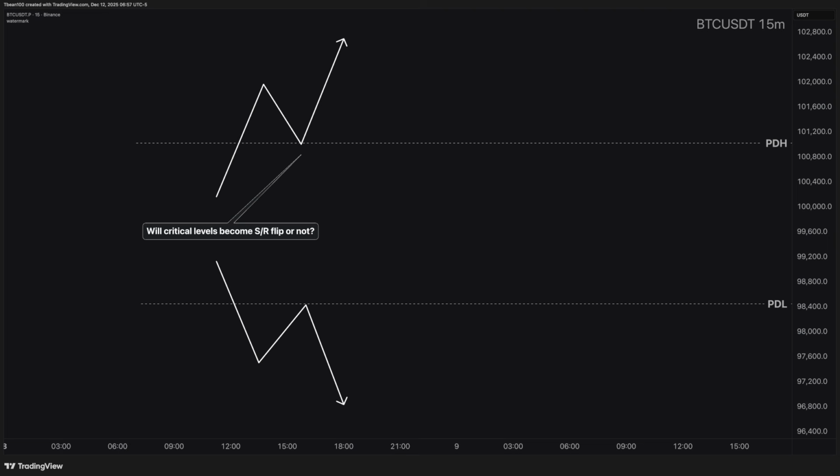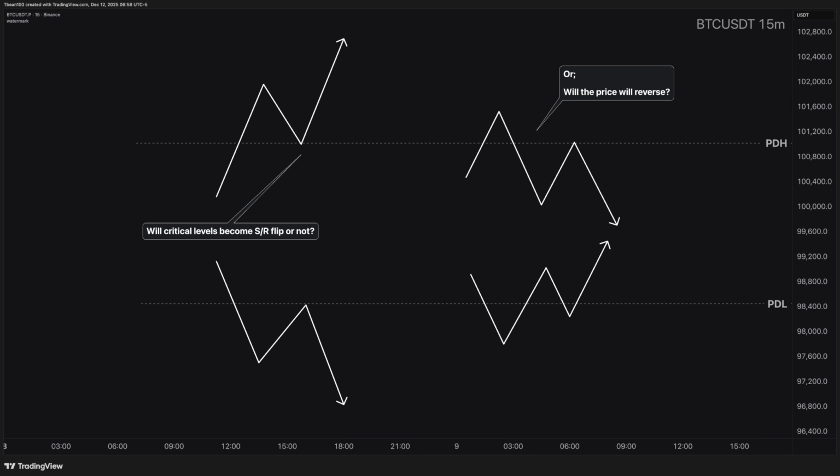Will this price level be broken with strong momentum and then turn into a support and resistance flip area, like in these examples? Or will these levels act as critical points that signal a possible reversal instead? So what clues and tips can we use to better understand what the price is telling us?